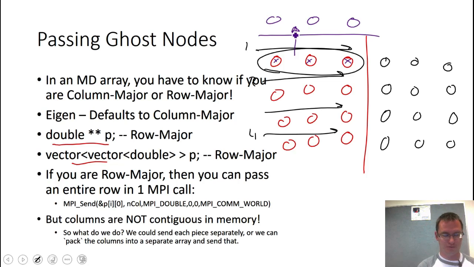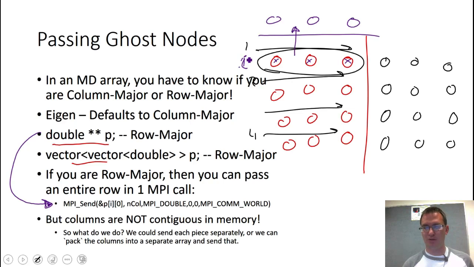And I've shown an example here, assuming we're using this situation. All you have to do is give the address of P[i], i being the row you want to send, and the number of columns, obviously 1, 2, 3 columns, and then fill out the rest of it. And you can send that entire row. You can also do the same thing for receiving.